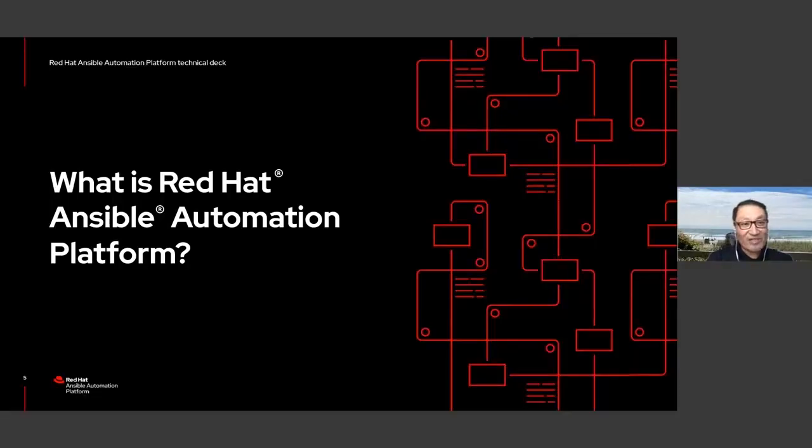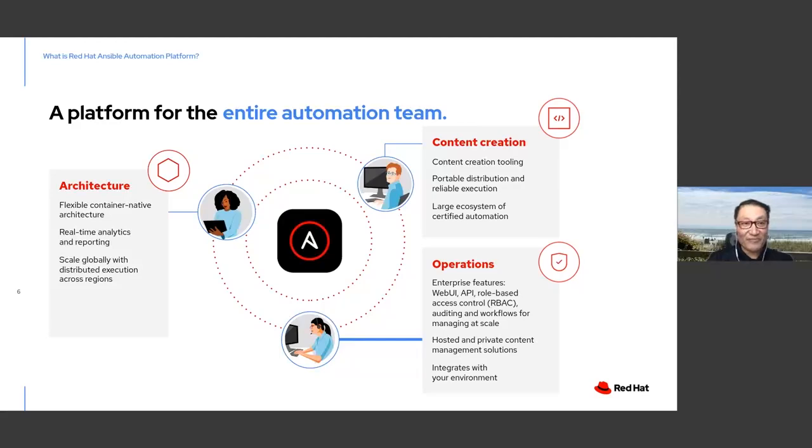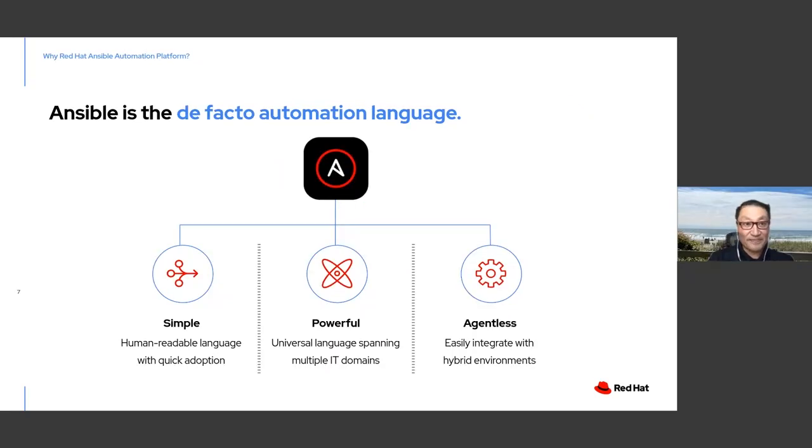So what is Red Hat Ansible Automation Platform? It's a platform for the entire automation team. It helps you to create content. It works with your operations team with all your existing environments and integrates very well with that. And it also provides that flexible and scalable architecture that everyone needs. And it also provides that real-time analytics and reporting capability.